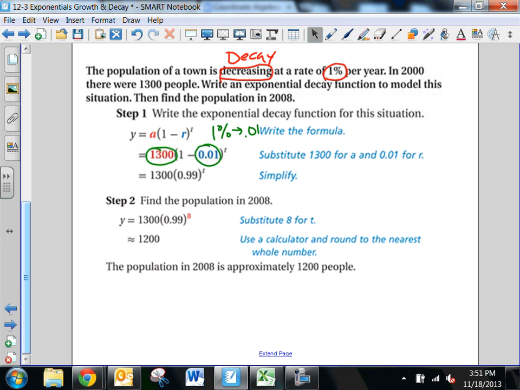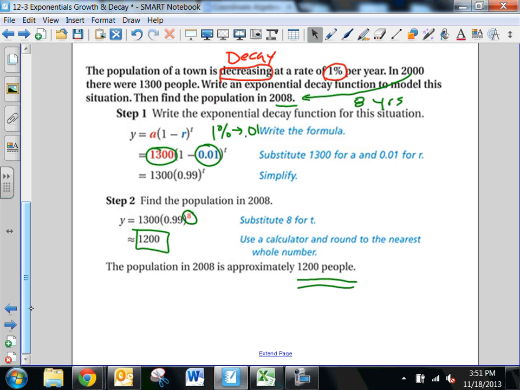We're going to plug in 8. Why 8? Because it's 8 years from 2008. From 2000 to 2008 is 8 years. Okay? So we're going to plug in 8 and get that basically the population will be 1,200 people after 8 years.